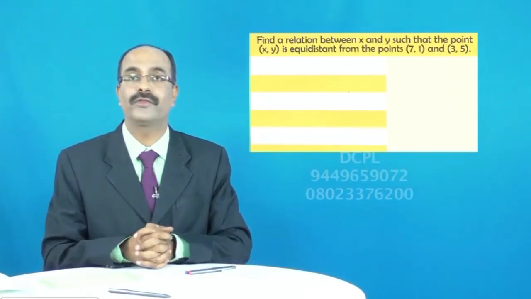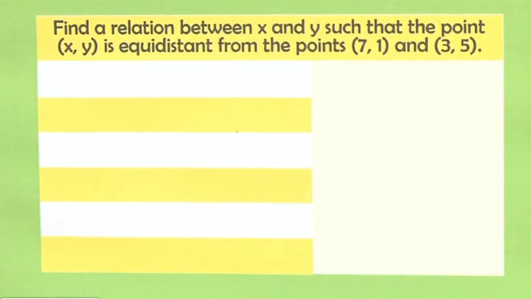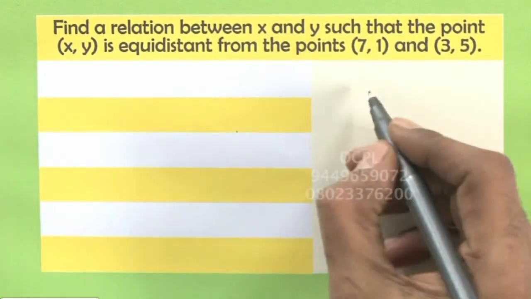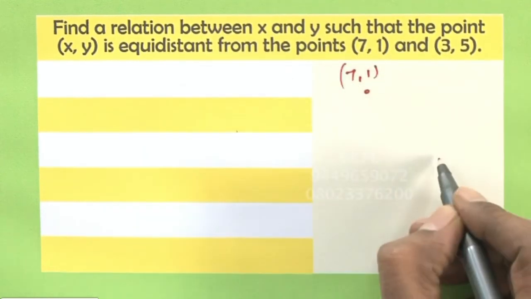Dear students, now let us talk about the next question. Look at the question first. Find a relation between x and y such that the point x comma y is equidistant from the points 7 comma 1 and 3 comma 5. Dear students, you have to find a relation between x and y such that the point x comma y is equidistant from 2 points. Look at this. We have 2 points. Let us say one point is 7 comma 1 and another point is 3 comma 5.